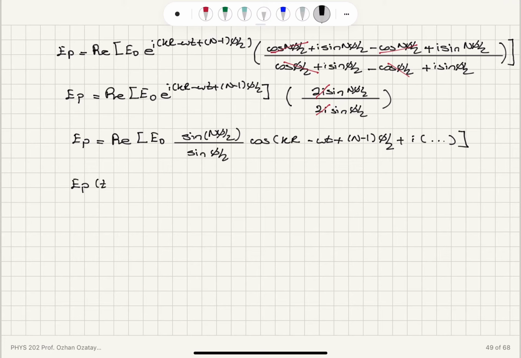The electric field at point P as a function of time is E0 times sine N phi over 2 divided by sine phi over 2 times cosine(kr minus omega t plus (N minus 1) phi over 2). And I can see that this is the amplitude term here.